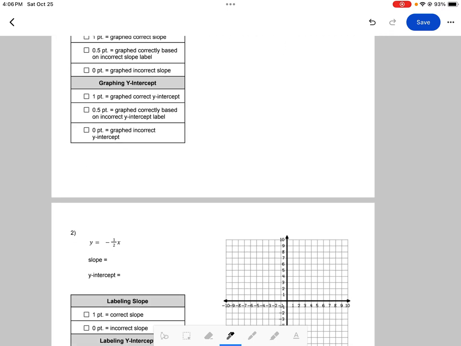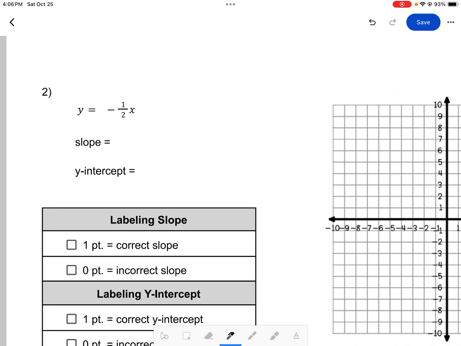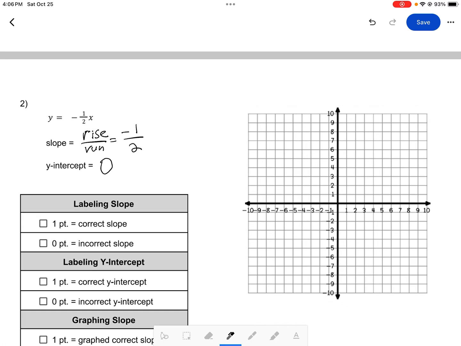Okay, looking at number 2, my slope, again, I'm going to do rise over run. My rise is -1, my run is +2. I don't see a y-intercept here. I do have one, it's just going to be 0. So now I'm going to start graphing at the origin, which is the middle of the graph at 0, 0.